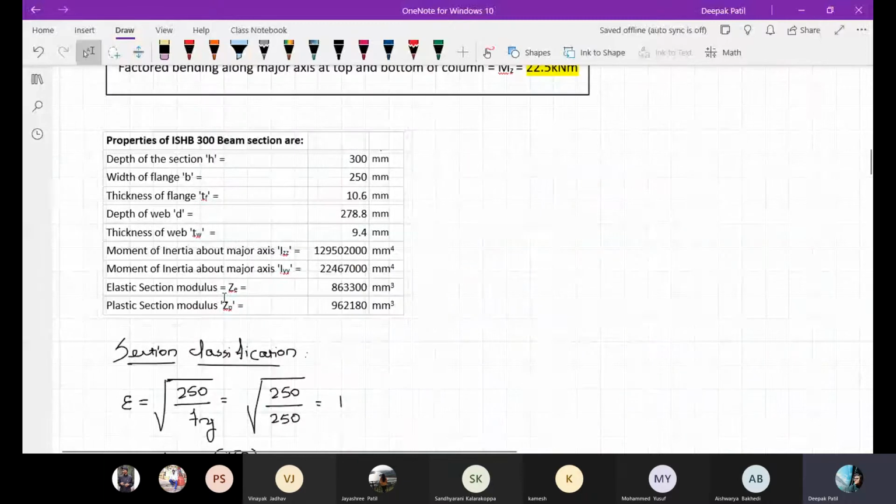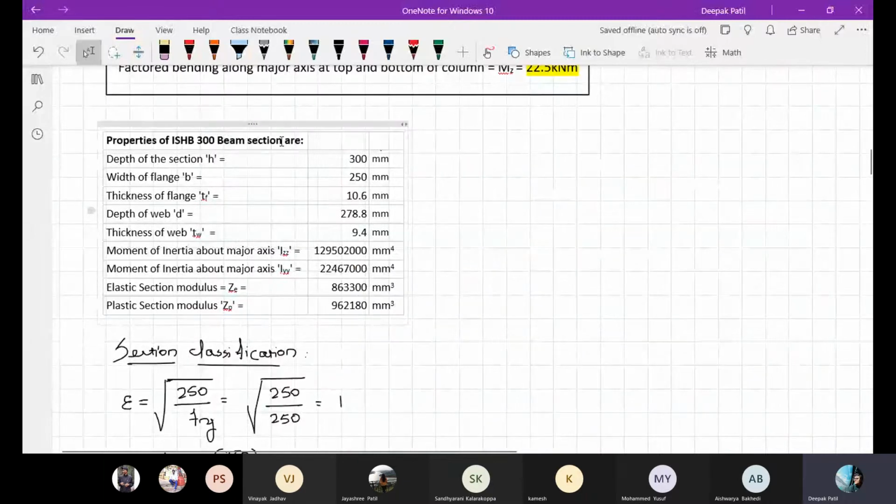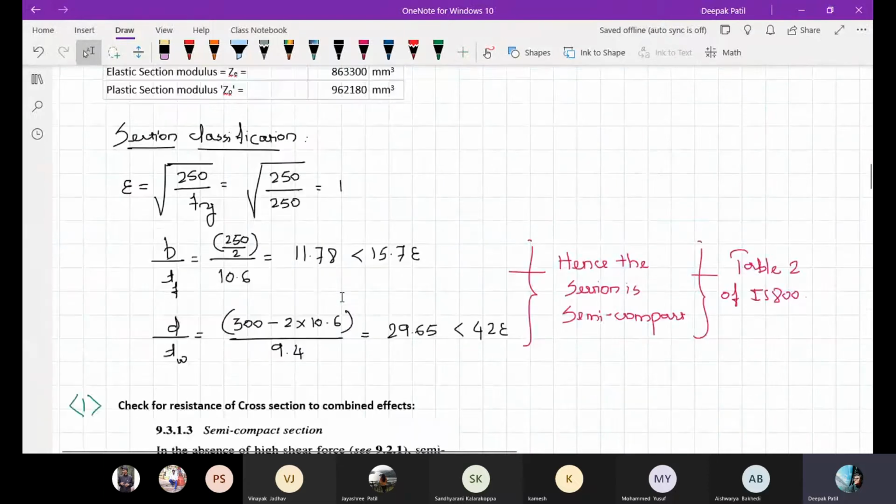Next, I have listed down the ISHB 300 properties. These are the properties of ISHB 300. Then we'll proceed further and see whether the section falls under compact or semi-compact sections. Epsilon will be 1. B by TF is 11.78, which is less than 15.7 epsilon. D by TW is 29.65, which is less than 42 epsilon. If you refer to Table 2 of IS 800:2007, you see that the section falls under semi-compact. Hence, ISHB 300 is a semi-compact section.